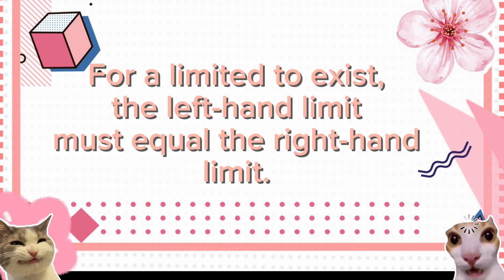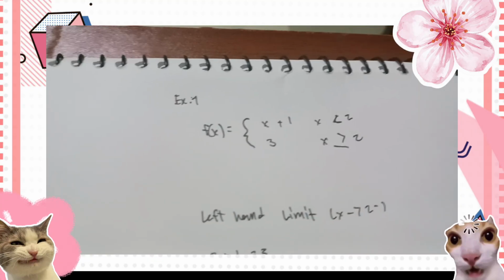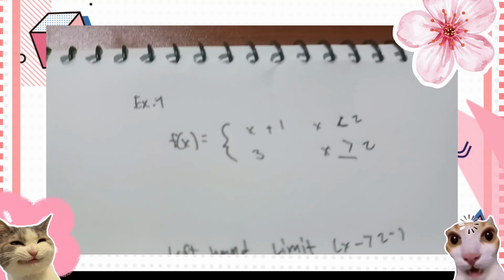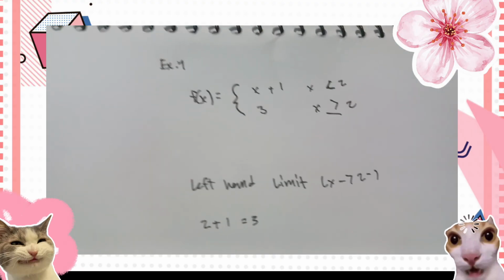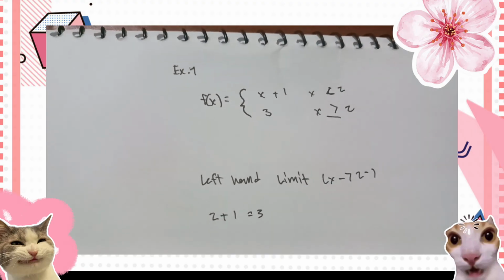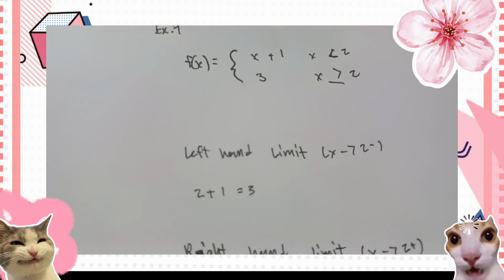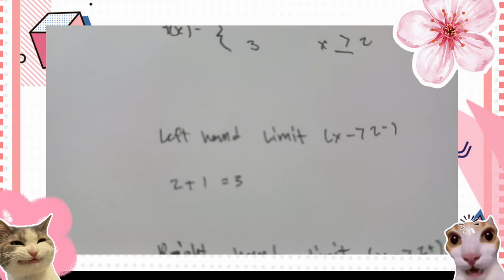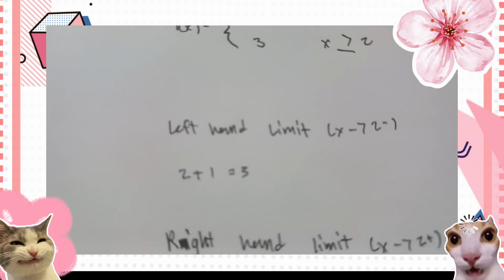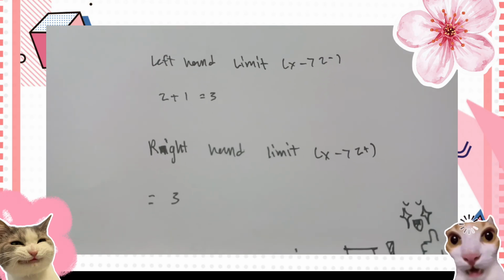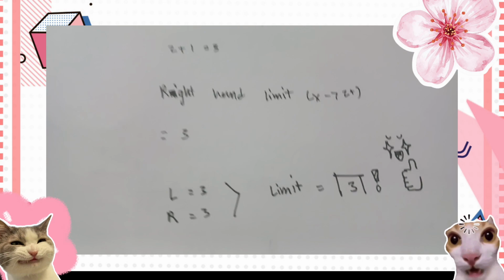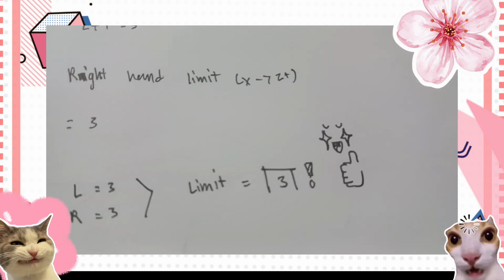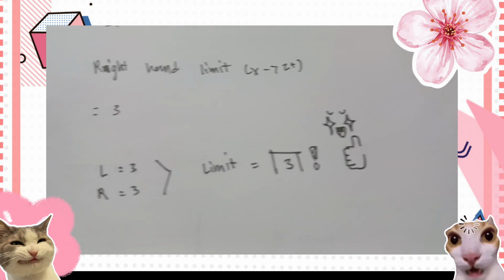For a limit to exist, the left-hand limit must equal the right-hand limit. Given the piecewise function, as you can see over here, find the limit as x approaches 2. Left-hand limit: 2 plus 1 equals 3. Right-hand limit is 3. Since both are equal to 3, the limit exists. The final answer is 3.